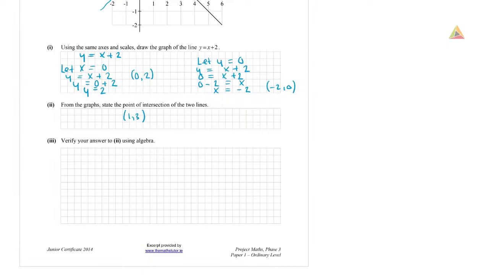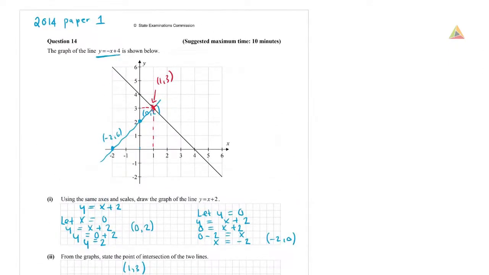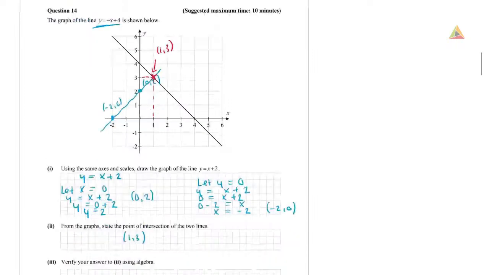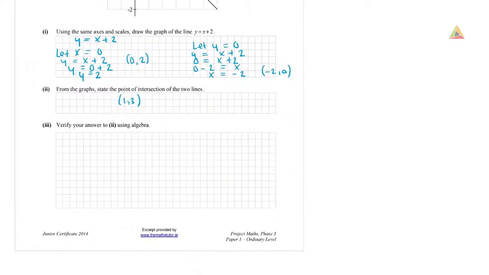In order to do simultaneous equations, we need the 2 equations of the lines. If we go back up, we have our first equation. So y is equal to minus x plus 4. So we'll write that down. So y is equal to minus x plus 4. That's my first equation. And our second equation is here. y is equal to x plus 2. So y is equal to x plus 2.